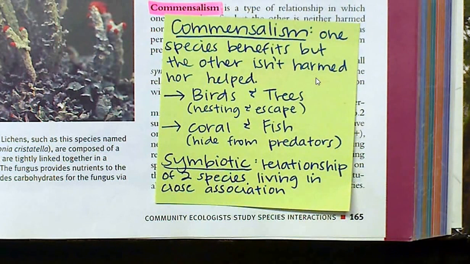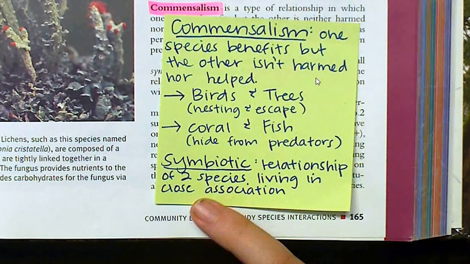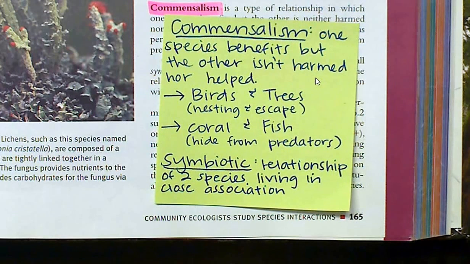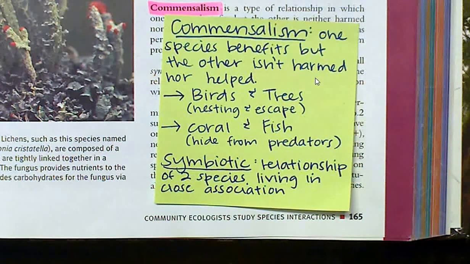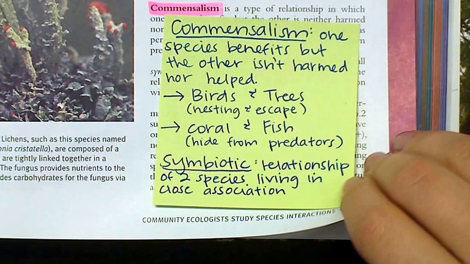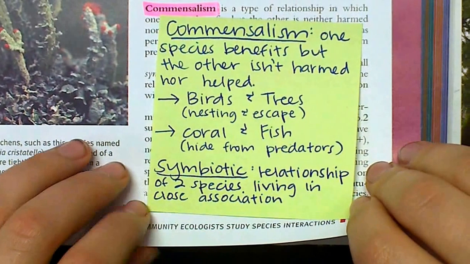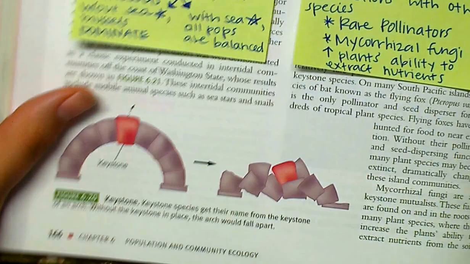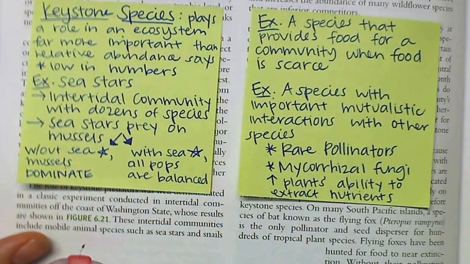And so these are relationships of two species living in close association. So any two species that are living in the same community are going to have lots of these different kinds of symbiotic relationships. Okay, so being able to identify them and understand the results are going to be beneficial to many scientists. All right, so next we're going to talk about something called a keystone species.